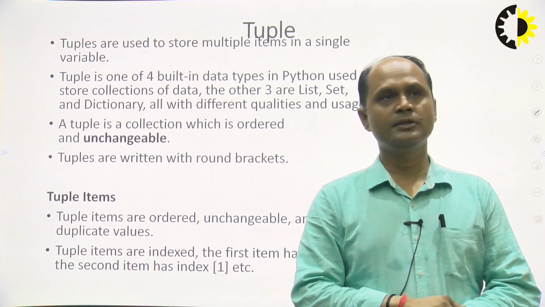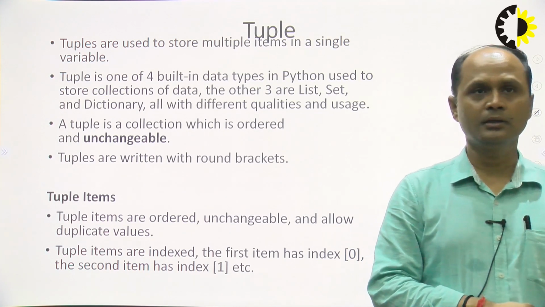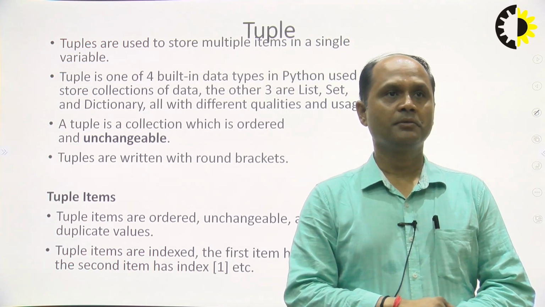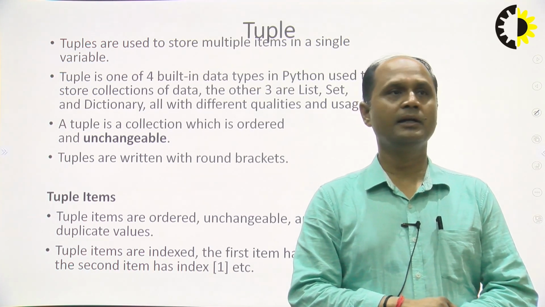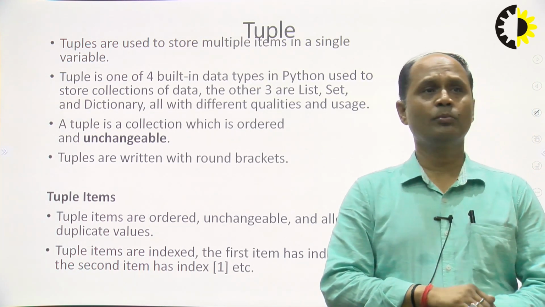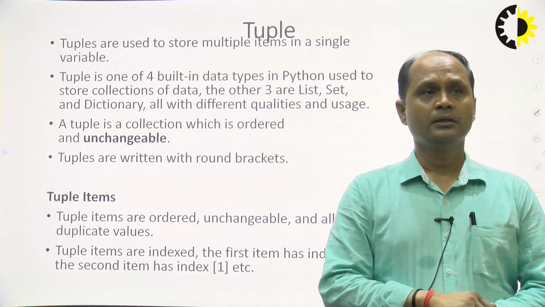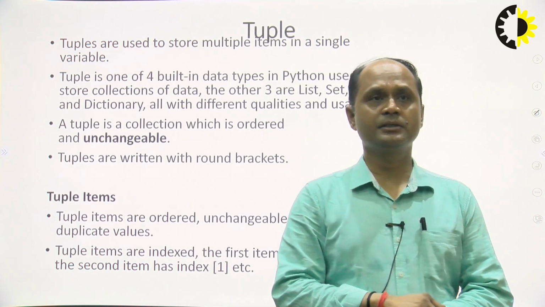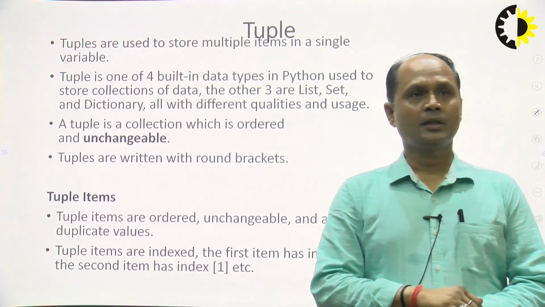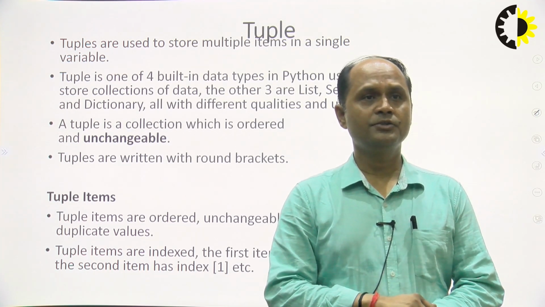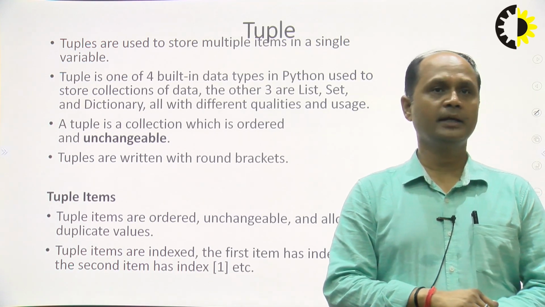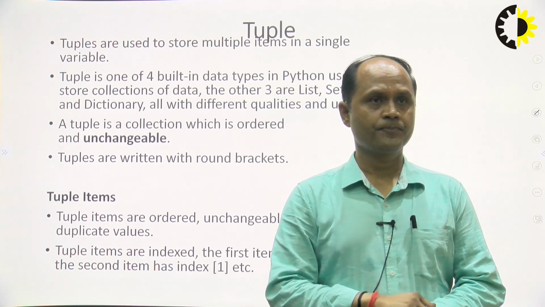In a list we can store multiple data items in a single variable. That is the property of a list. In a tuple, we can also store multiple data items in a single variable. Tuple is one of the 4 built-in data types in Python, like list, set and dictionary. But the property is different from the list. In a list, we can change the data items, but in a tuple, we cannot directly change the data items.